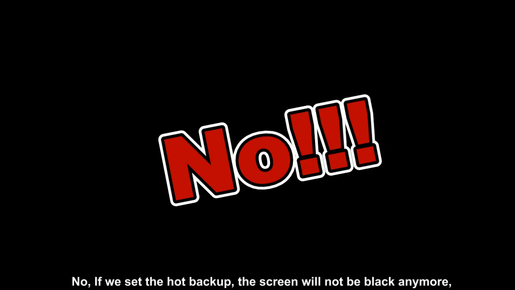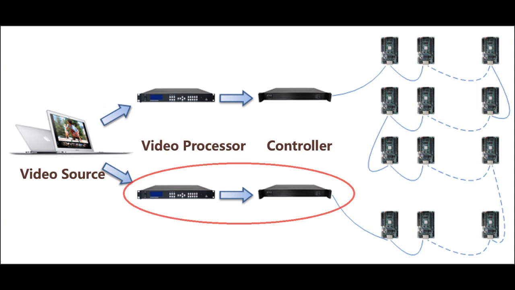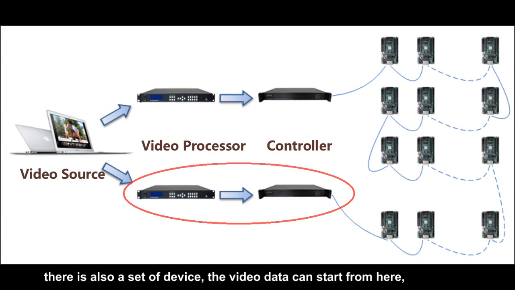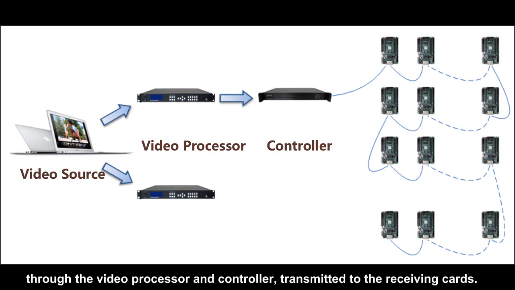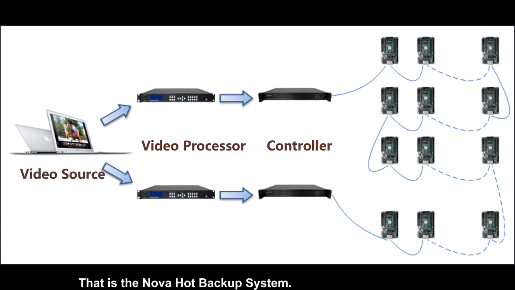But will the screen really go black? No. If we set the hard backup, the screen will not go black anymore. The video data transmission will be clear. The reason is that there is also a second set of devices. The video data can start from here, through the video processor and controller, and be transmitted to the receiving cards. That's the Nova hard backup system.